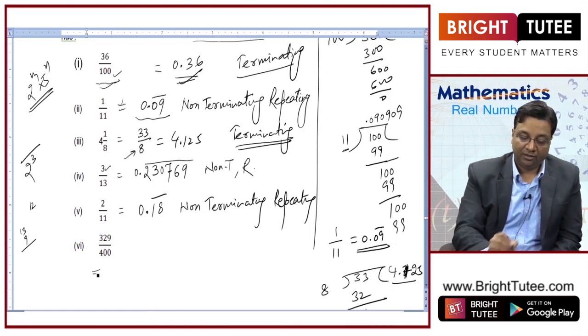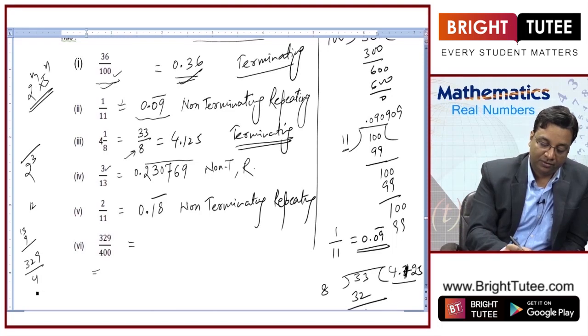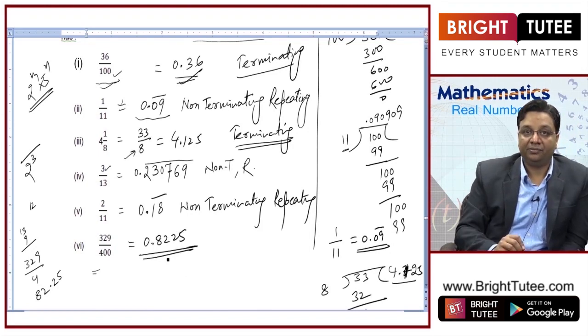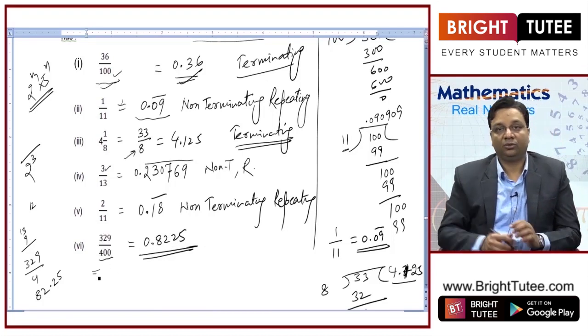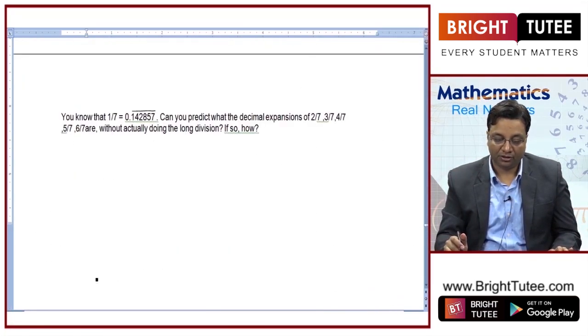Okay. Look at this one. This can be done directly. 329 by 400. If I divide only 329 by 4, it will give me 4 8s are 32, 4 2s are 8, 4 2s are 8, 4 5s are 20. So 82.25. Now I need to divide it by 400. So it will be 0.8225. It is a terminating decimal expansion, right? It terminated after 4 digits. Why? Because the denominator exclusively has the powers of 2 and 5 only, right? So this was about this question.